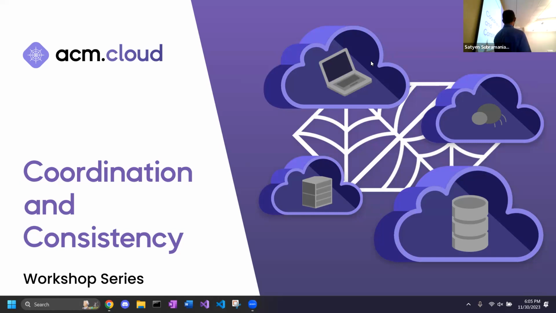So yeah, this is our second to last workshop. We're going to be covering coordination and consistency, critical to maintaining any sort of distributed system.